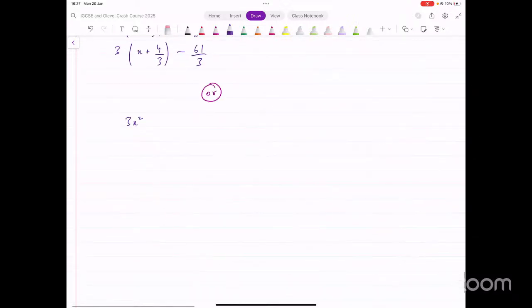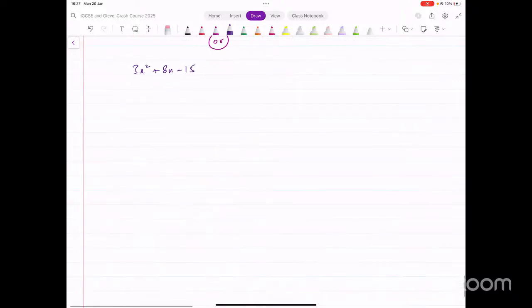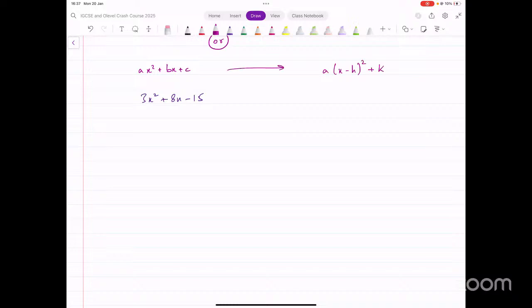3x squared plus 8x minus 15, right? This is the function. You want to complete the square for this. Now, for this, you need to remember this. For using this method, you need to remember the standard completed square form. Now, one form of quadratic functions is ax squared plus bx plus c. This is what most of you already are familiar with. But then this is the completed square form, a into x minus h whole squared plus k. All right, so this is what you want to convert it to. You have to remember this form.